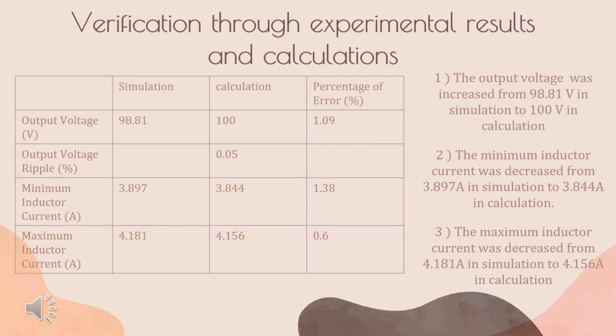Finally, we have the maximum inductor current. In simulation, we got 4.181 ampere and it decreased in calculation to 4.156, and the percentage of error is quite small, at 0.6%.